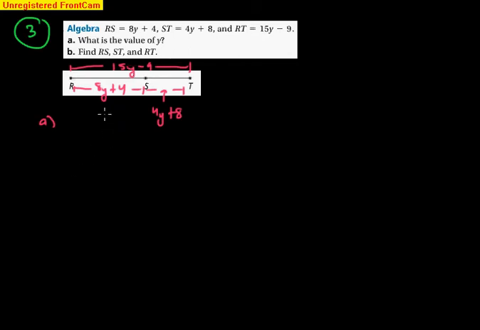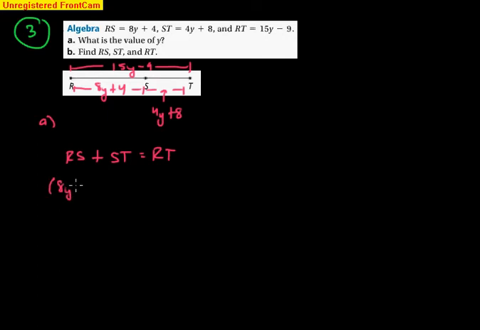Okay? So this is a segment addition problem for finding y in RS, ST, and RT. So we look at this picture. RS plus ST equals RT. We set up that equation first. Then we do substitution. We have expressions for all 3 of these.